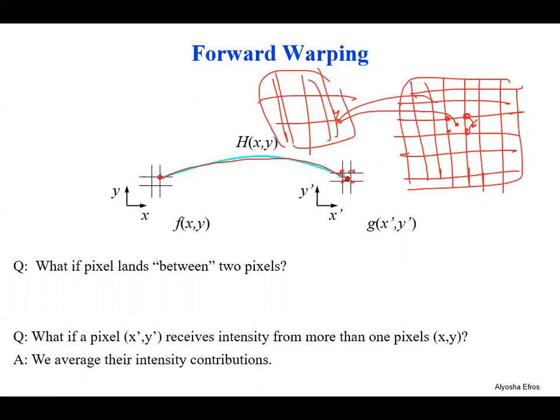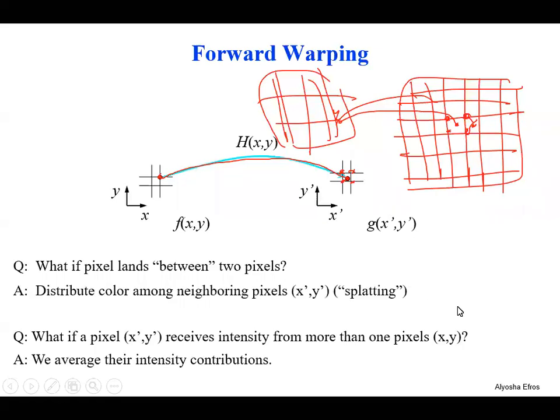Is this clear? So this is just distributing the color by splatting, as we mentioned: if we receive intensity from more than one pixel, we just average their intensity contributions.